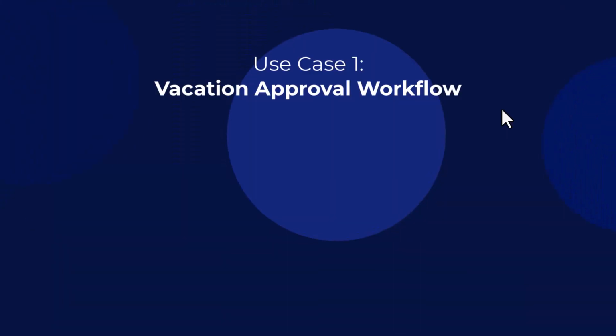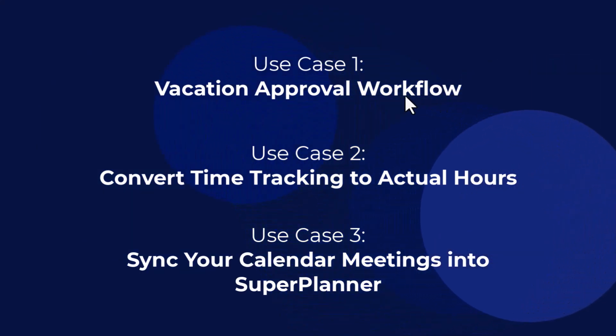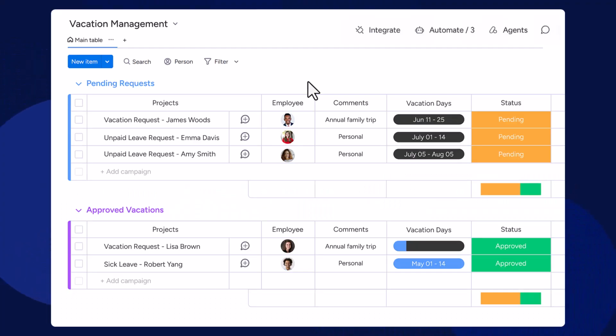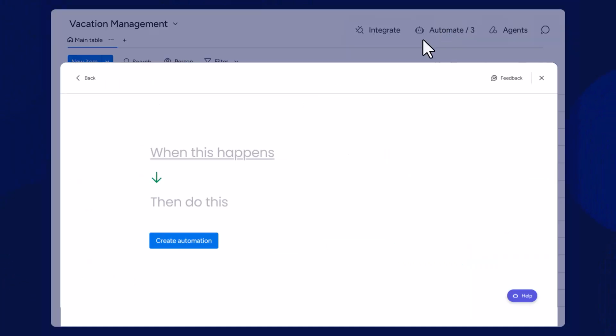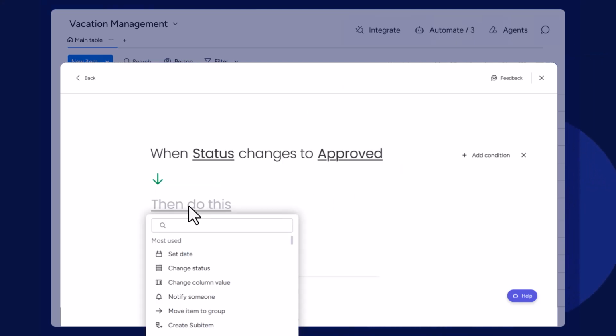In this video, we'll look at 3 practical use cases that can help automate your planning process. Let's start with vacation management. Many teams still manage vacations manually, which often leads to scheduling conflicts and inaccurate capacity planning. Instead, we can have employees submit vacation requests into a dedicated board and create an automation that triggers whenever the vacation status changes to approved.